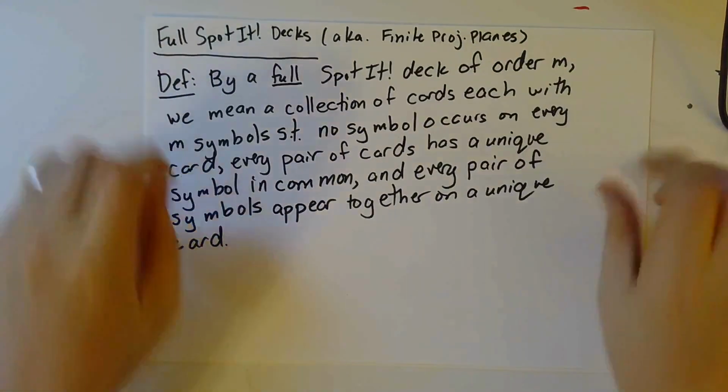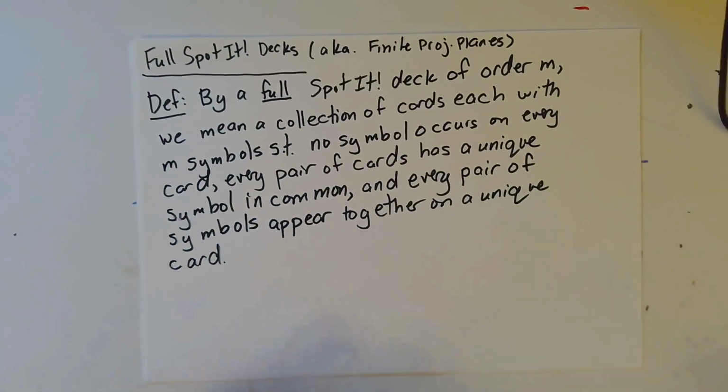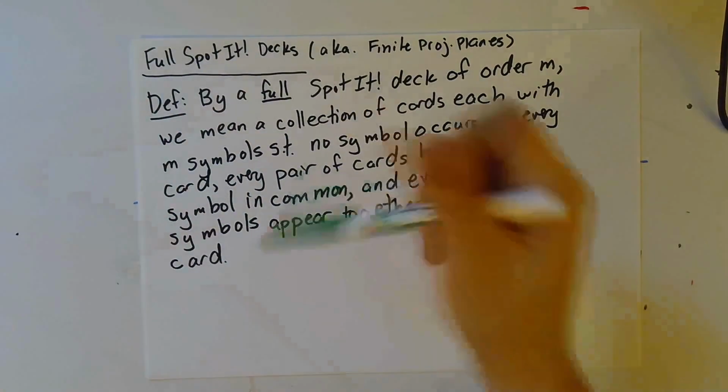Today, I want to talk a little bit about how this generalizes, because we started from the very beginning of this series with talking about Spot-It decks exactly like the one that comes in the box, where every card has exactly 8 symbols on it. And so we've stuck into that mold so far, but I want today to jump out and talk about something a little bit more general. So I'm going to go ahead and define a full Spot-It deck. I have underlined the word full here.